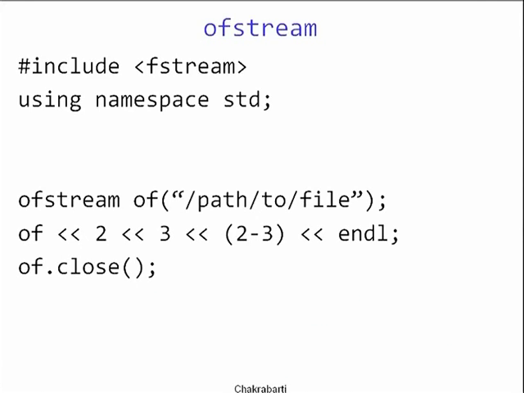Now, we all know how to use an ofstream, but let's just go ahead and see what the code looks like. You include fstream, you use namespace std, then you say ofstream of and give a path to some file. If your path doesn't start with a slash, then it's offset with respect to the current directory where the program is running. Otherwise, it starts from the root of the file system. In this case, I'm printing out 2 and 3, which are interpreted as integers. And then I'm printing out 2 minus 3 as an integer. And then I'm printing a new line.